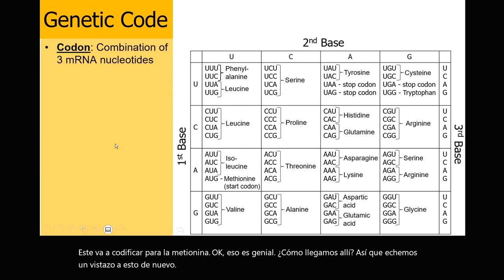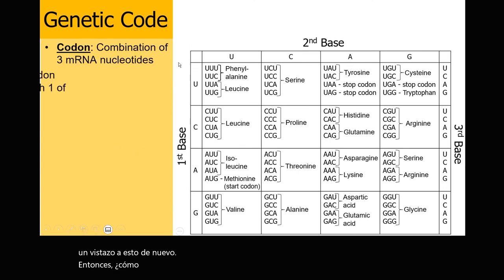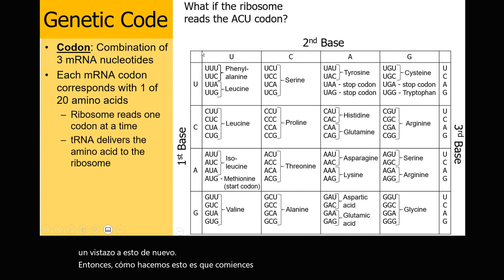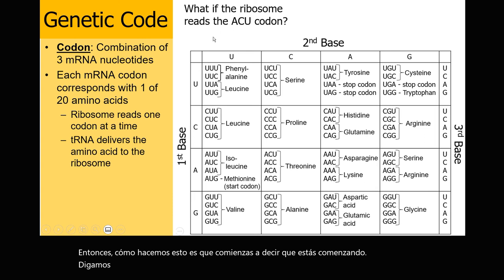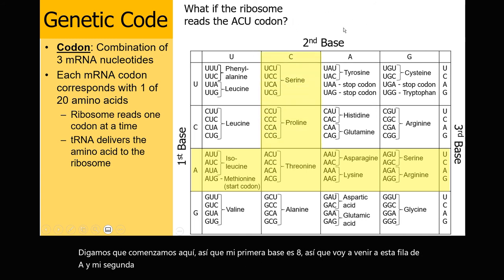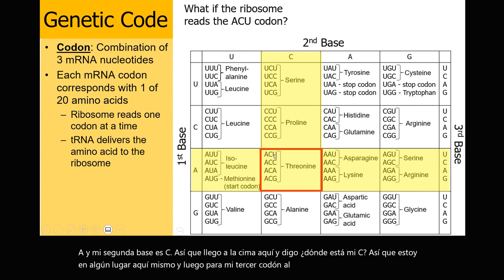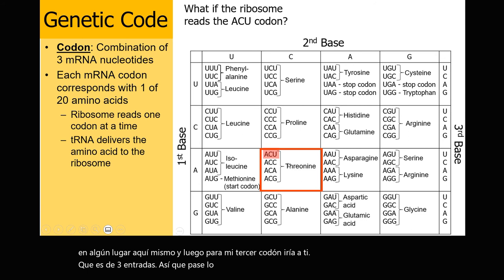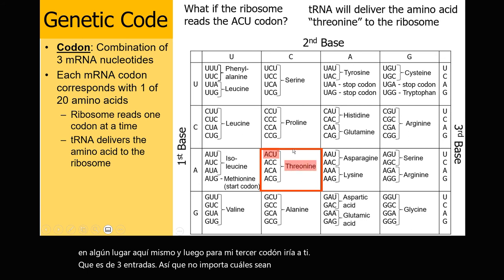So how we do this is you start, say you're starting with ACU. So let's say we start here. My first base is A, so I'm going to come to this row of A, and my second base is C. So I come to the top here and I say, okay, where's my C? So I'm somewhere right here. And then for my third base, I would go to U, which is threonine. So no matter what, it's threonine, right?